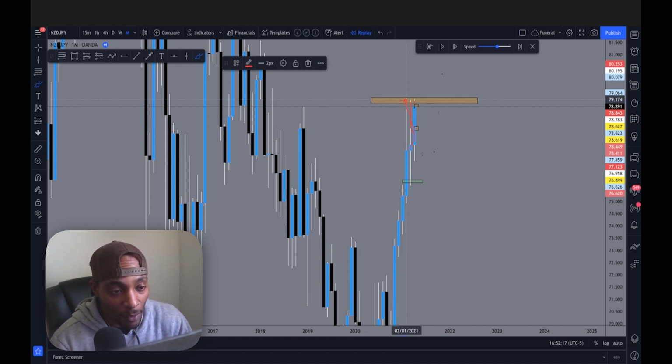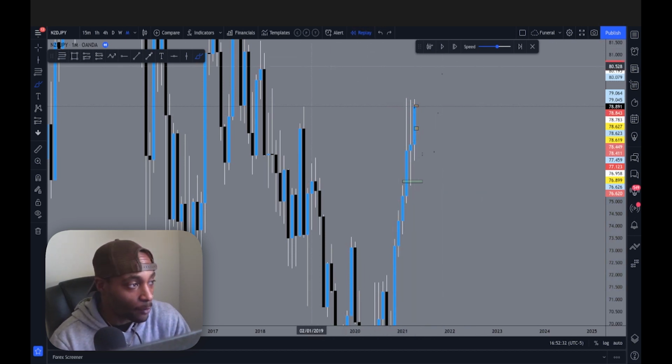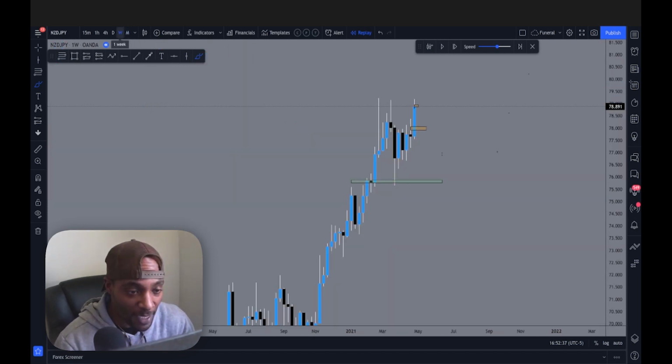So if it has rejected once, rejected us twice, we can expect it to reject one more time, and that's on the monthly time frame after we've had this overextended move all the way to the upside. We know the market cannot go in one direction forever. So we have that with us on the monthly. We are retesting the highs.